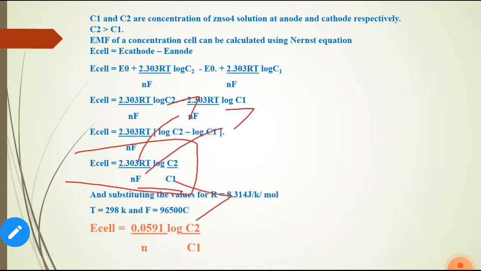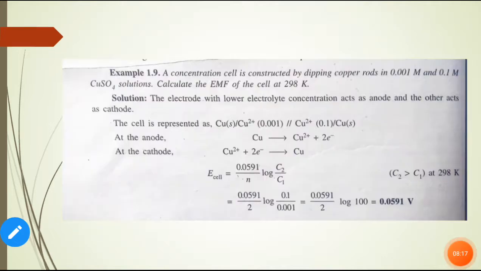What is the R value? 8.314. Then what is the T value? 298 Kelvin, and the Faraday's value is 96,500. After substituting all those values, we finally get the answer: E cell is equal to 0.0591 divided by N of log of C2 divided by C1. This is the final equation for the electrolyte concentration cell.